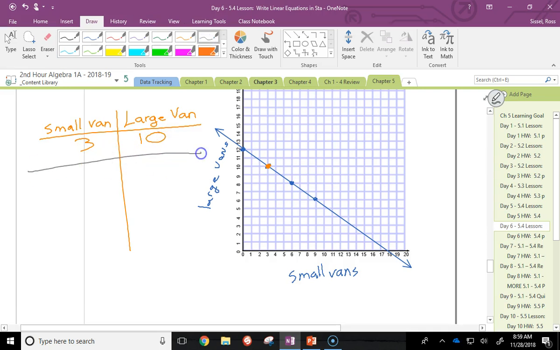This coordinate point that I use my slope on was 6, 8. So 6 small vans, 8 large vans. Let's do one more. I'm going to say, looking at my line, 18, 0. I could take 18 small vans and no large vans. Using this, different combinations would help me make a better choice.